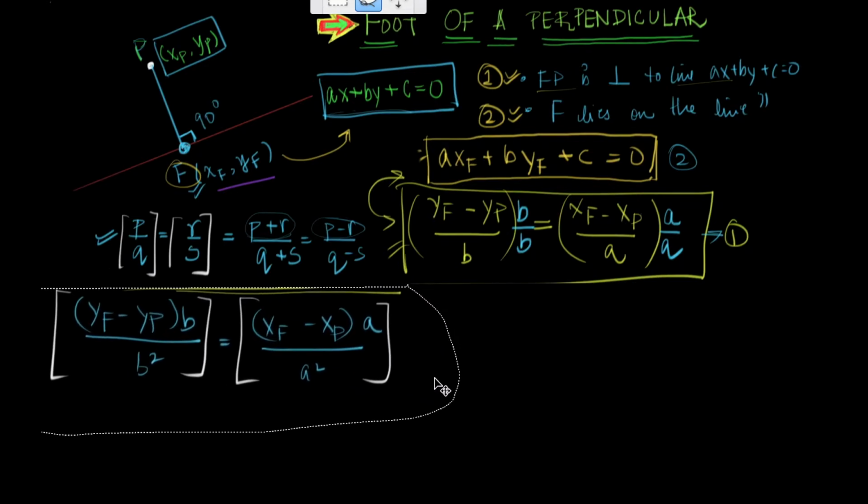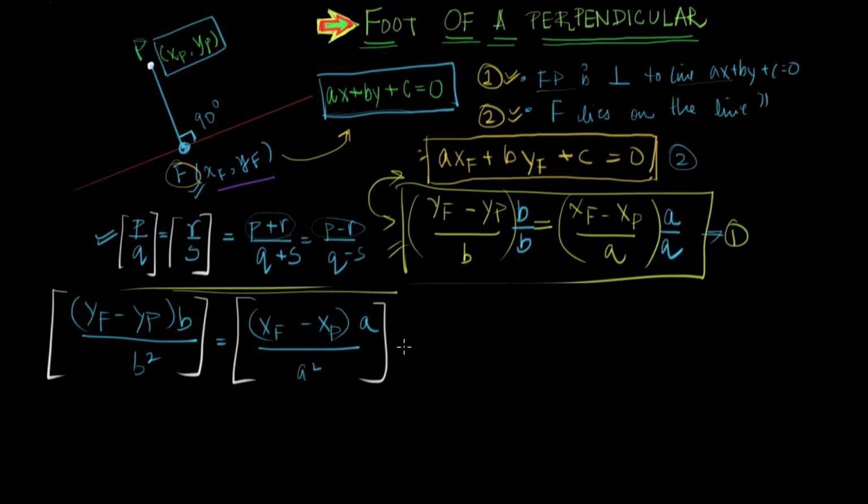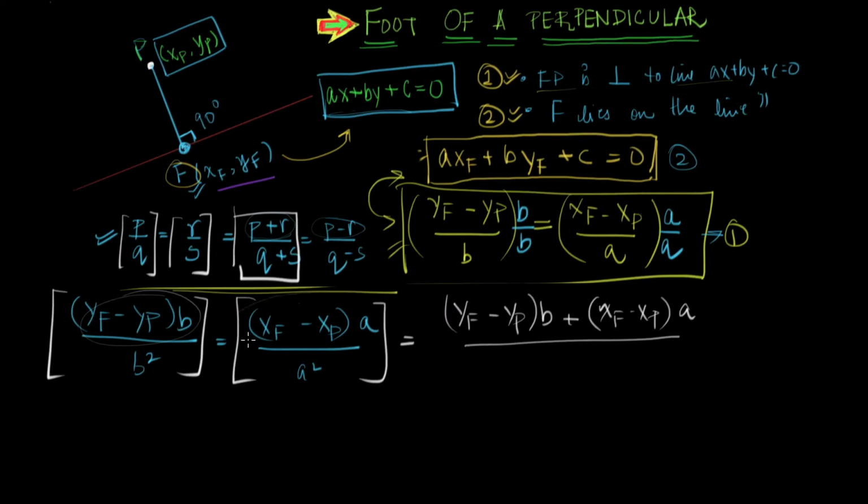Therefore, this factor right there should be equal to the sum of both the numerators divided by the sum of the denominators. Let me write that as follows. The sum would be yf minus yp multiplied by b, this is the first numerator, added to x sub f minus x sub p multiplied by a, that's the second numerator, and the whole divided by b squared from here, and a squared from there.